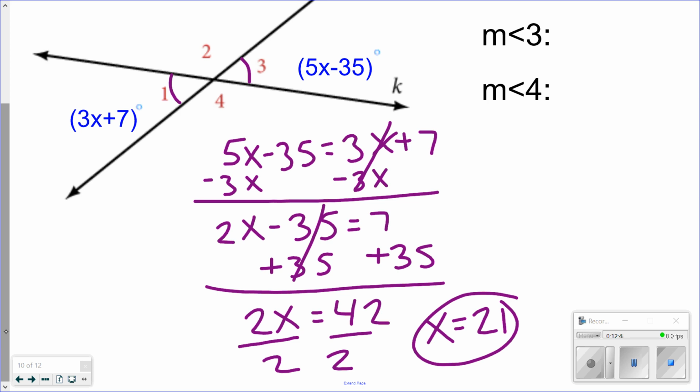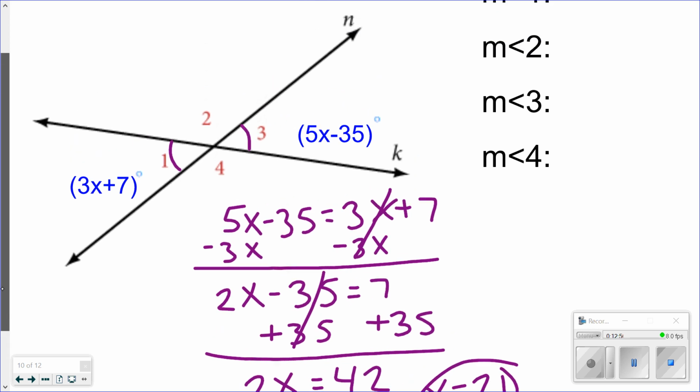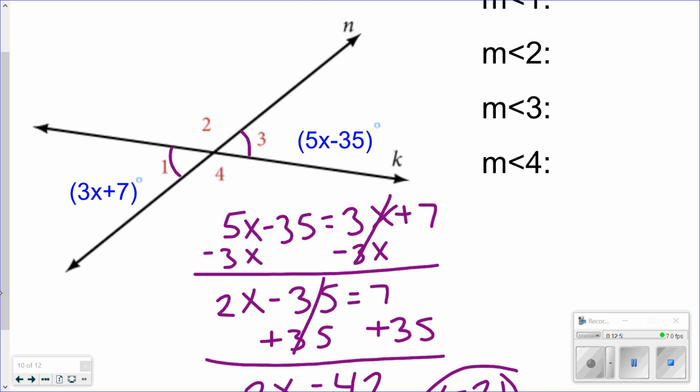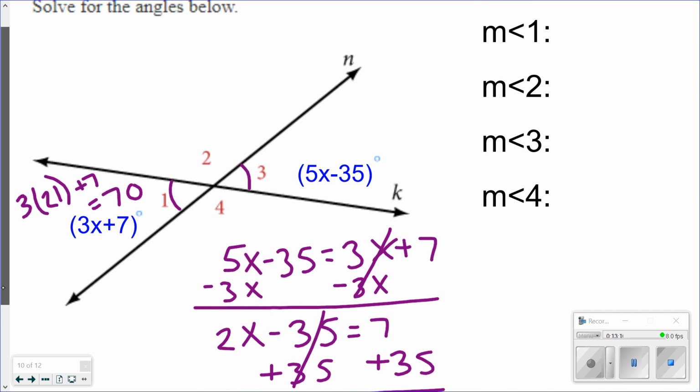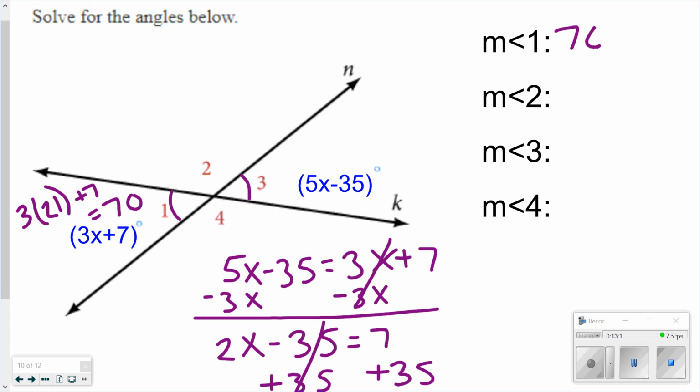So let's go back up to our diagram, scroll up. I know that x is equal to 21, so I'm going to plug that into this equation. 3 times 21 plus 7, I end up getting 70. So that means angle 1 is equal to 70, so I'm going to write that here. 70 degrees. Angle 3 should also equal 70, right?